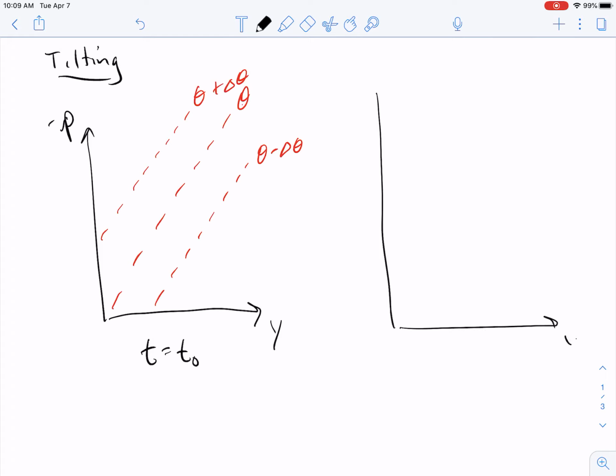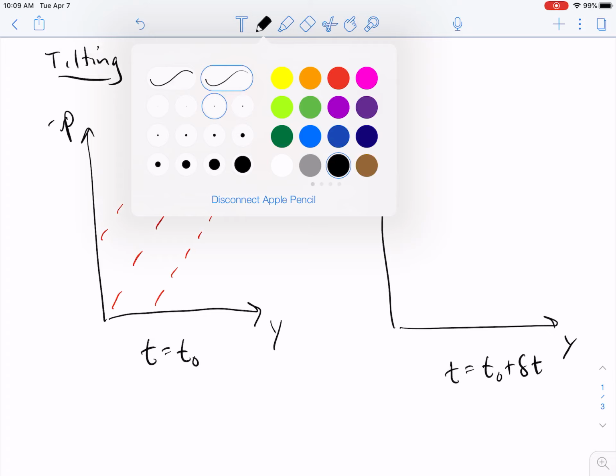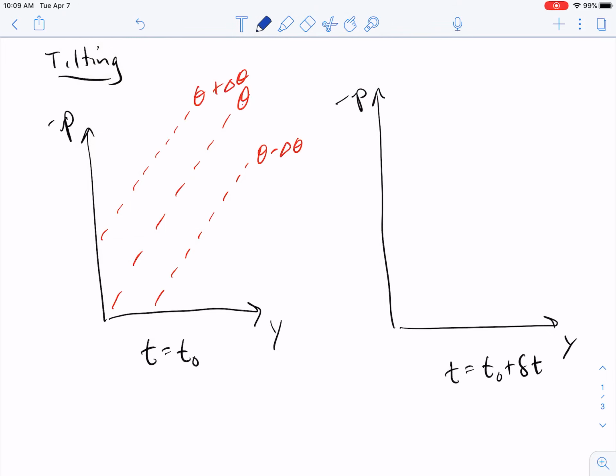So if we go ahead and draw again our y minus p axis here, now at t equals t naught plus delta t, we want to know what is going to be the effect of, say, an indirect circulation and a direct circulation. And so let's go ahead first and figure out what would be an indirect circulation. And so we must recall what happens in cold and warm air in terms of an indirect circulation.